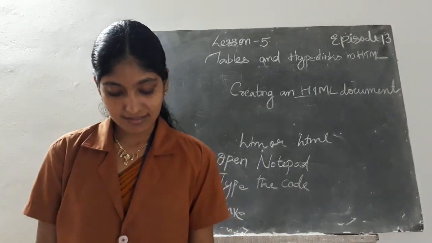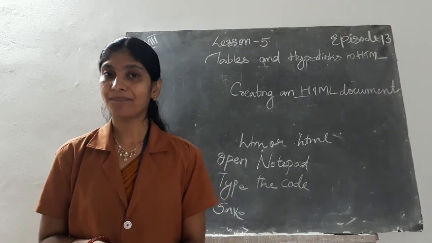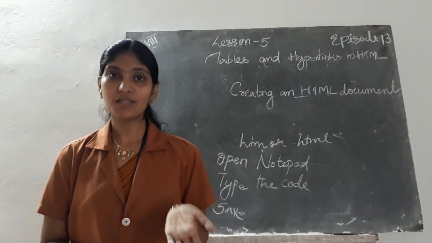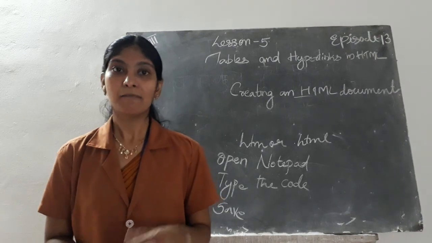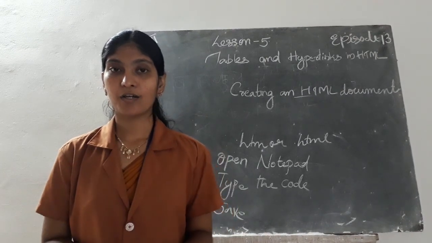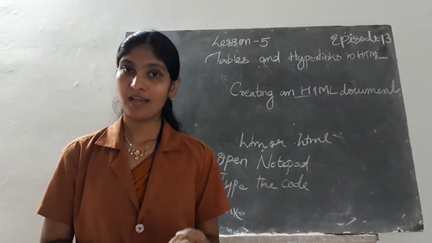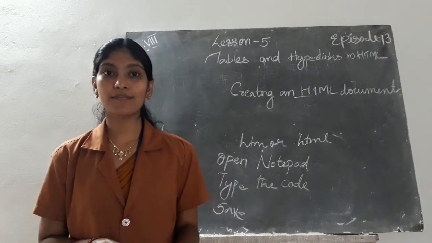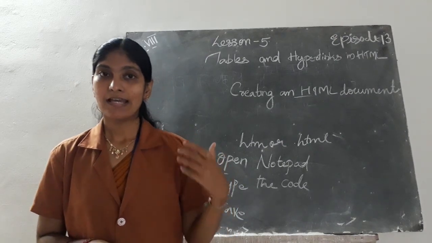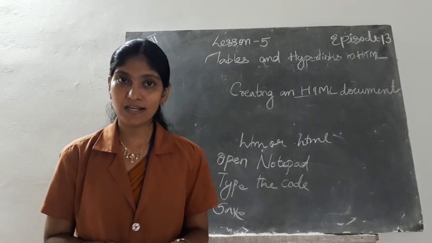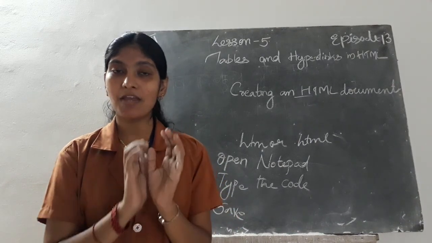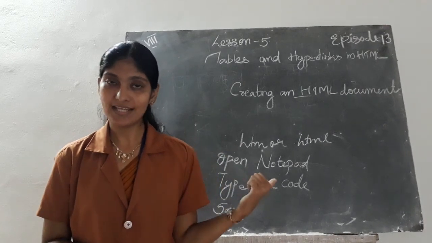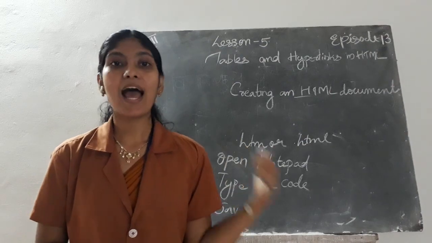So next is attributes. Attributes provide some additional information to the tag. For example, background color or background image, font type, font size. These are some of the attributes. So when we add some additional information to that tag, the web page looks more beautiful and attractive, so that we can add attributes.